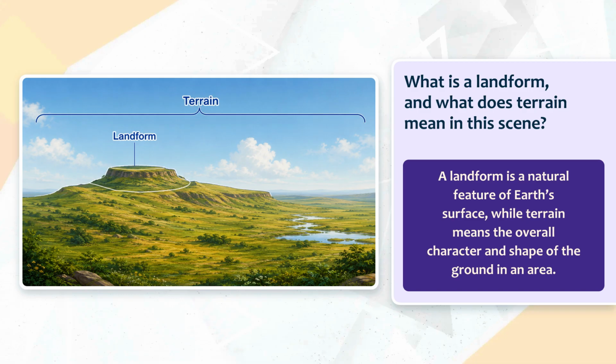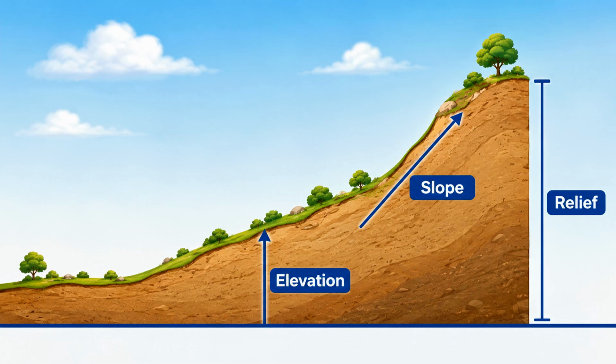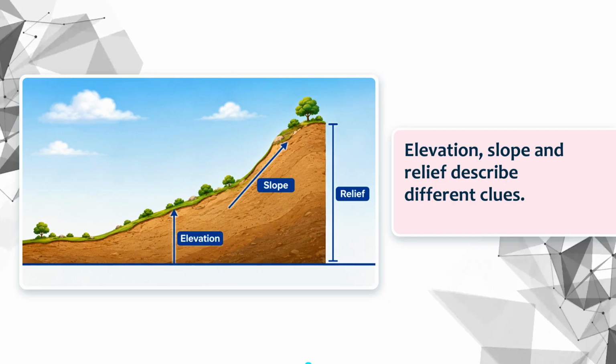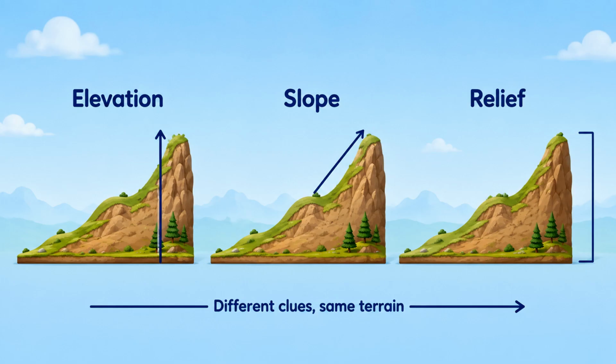Next, we will learn 3 clues that make terrain easier to describe: elevation, slope, and relief. Elevation tells how high the land is. Slope tells how quickly it rises or falls, and relief describes the variation in height across the area. Keep the 3 clues together. Elevation, slope, and relief describe different clues. Together, they help us read the terrain more carefully. Elevation, slope, and relief answer different questions about the same terrain. Using all 3 prevents us from describing the land from height alone.